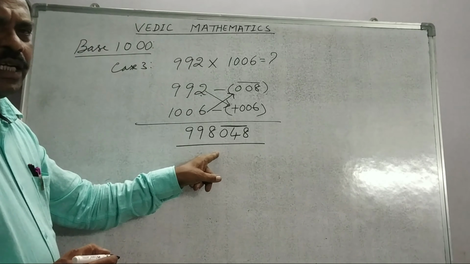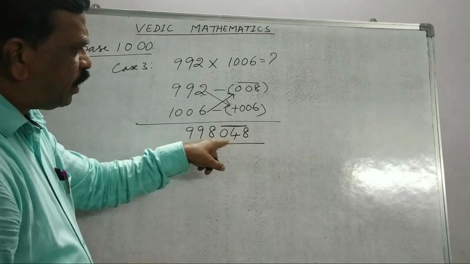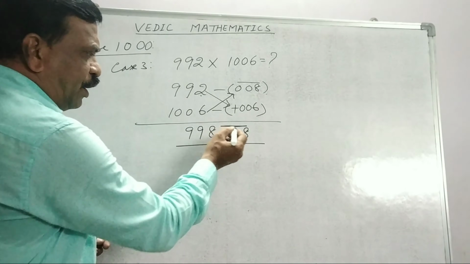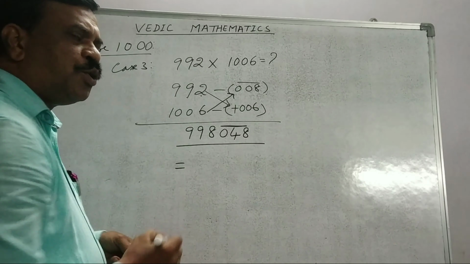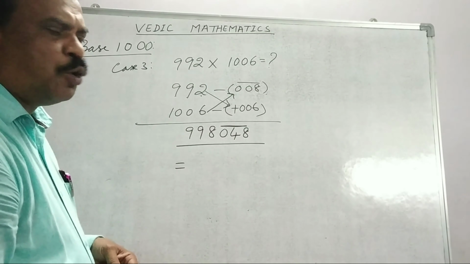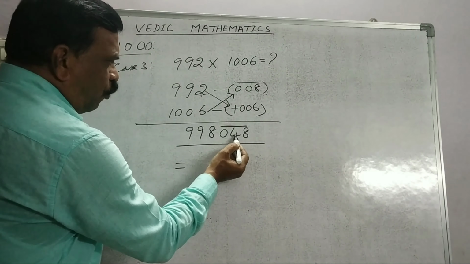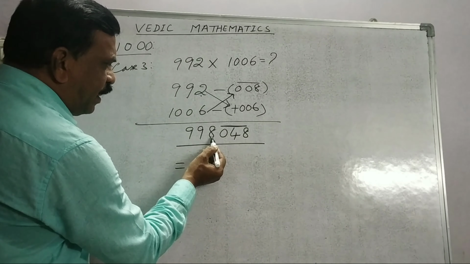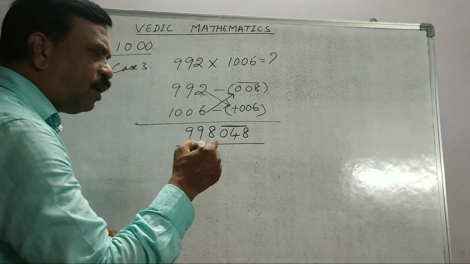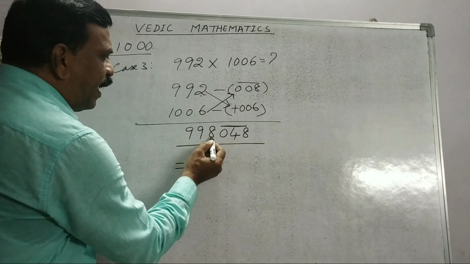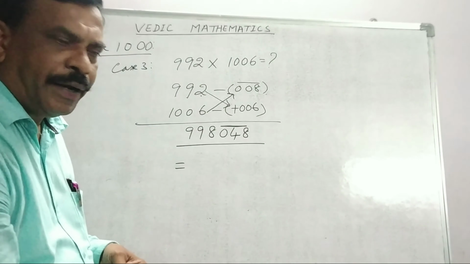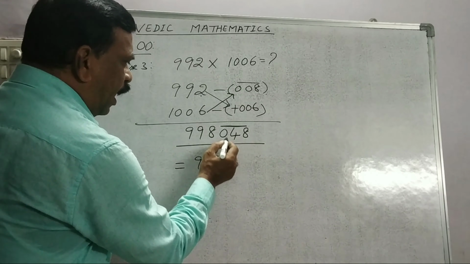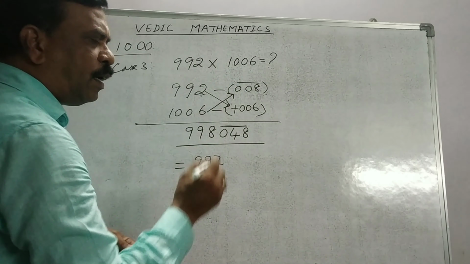But this is not our final answer. This is a negative number here. We have to change it into a positive number. So to change it into a positive number, we use the sutra ekanyunyena purvena. So 048. This 48 is a negative number. Just before 48 here, what is the number here? 8. So we have to reduce this number by 1, or you can assume 998 you have to reduce by 1. So it will become 997.